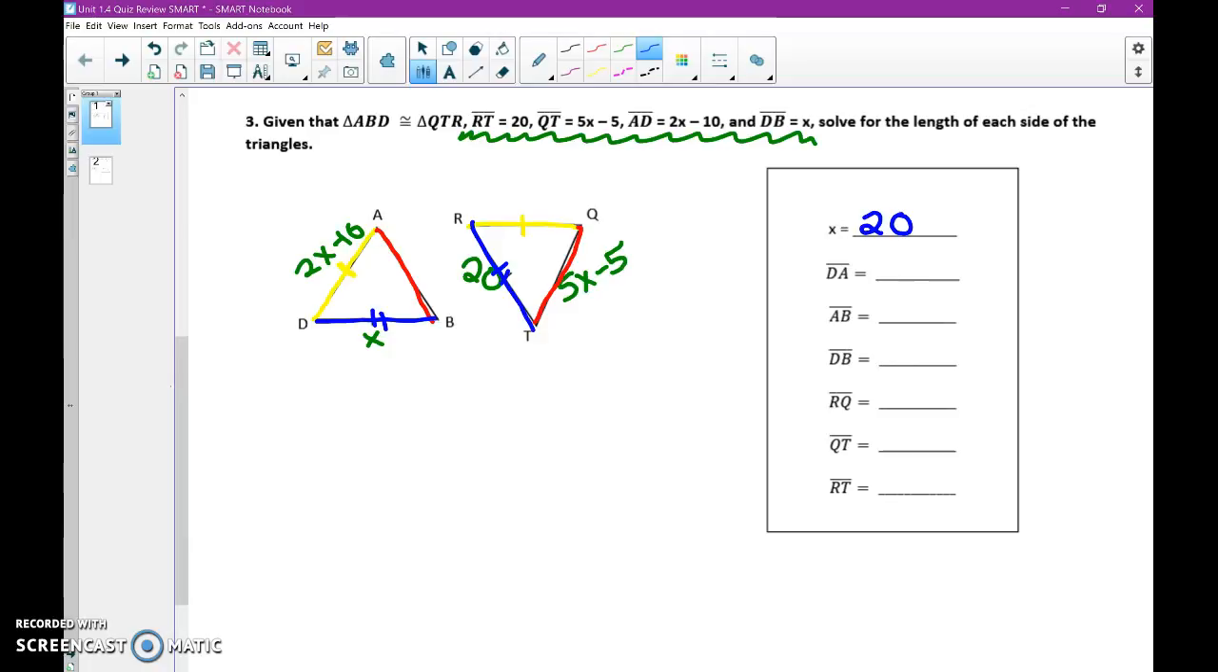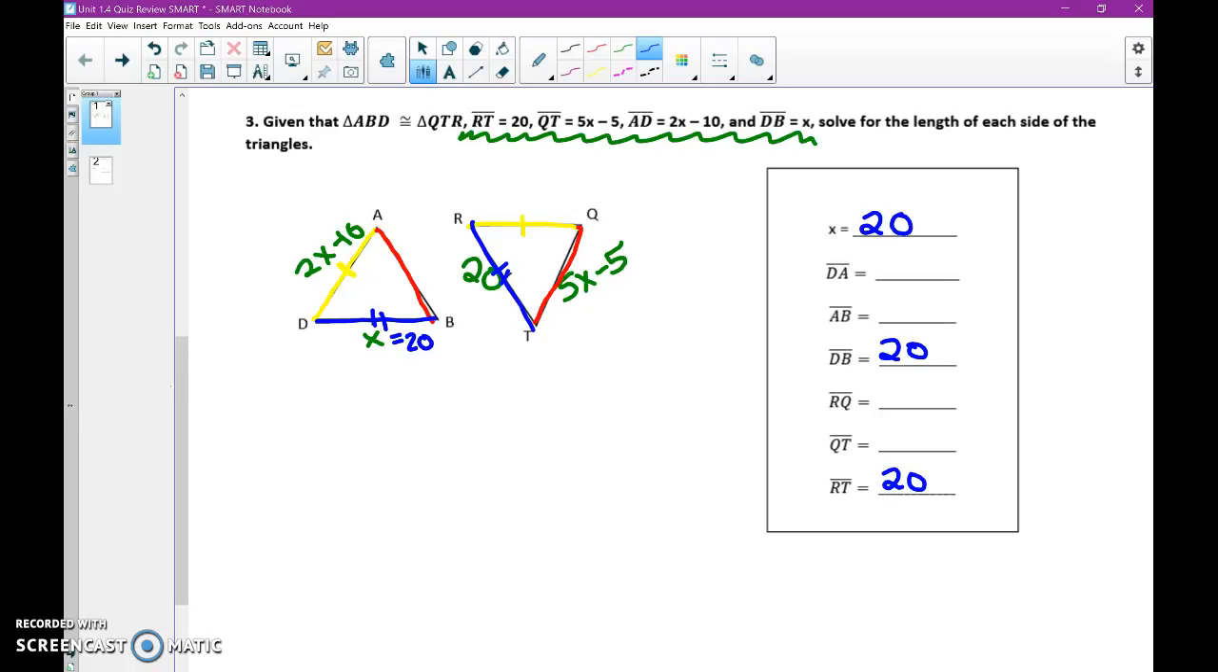So now that I know that this is 20, let's fill in my two sides that I now know. I know that this is 20, which means RT is equal to 20, and DB is also equal to 20. So I've just filled in 3 of my spots. Now I've got to figure out the other ones.